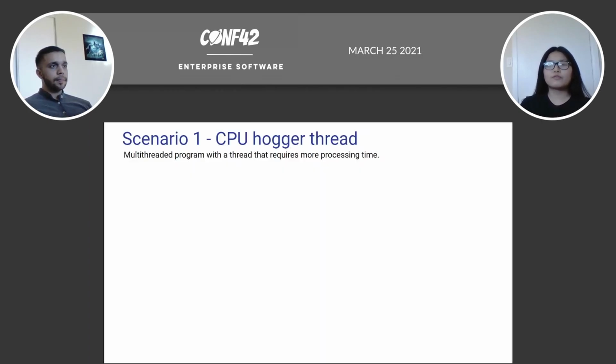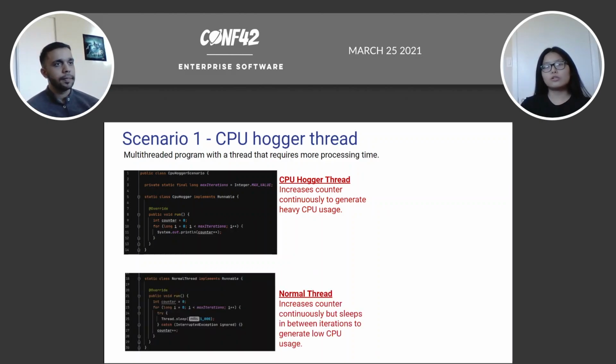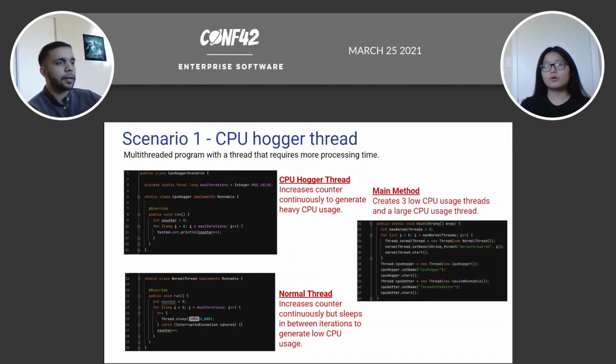For this scenario, we have created a multi-threaded program with a thread that consumes a lot of CPU compared to other threads in the same application. In this code sample, we have the thread that will consume the most CPU, and this thread will increase the counter continuously. In this other sample code, we have the normal thread, and its behavior is similar to the CPU hog thread, but instead of increasing the counter continuously, it will sleep in between iterations. We will be using the normal thread as a baseline to compare to the CPU hog thread. For this scenario, we have created 3 normal threads and 1 CPU hog thread.